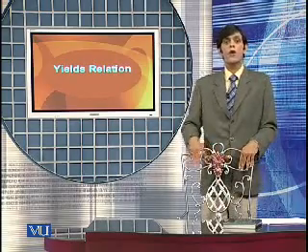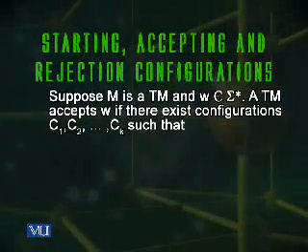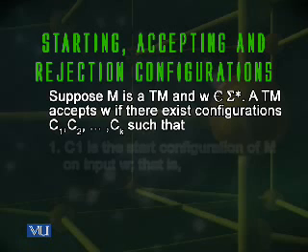Let us now define what is the language accepted by a Turing machine. Suppose M is a given Turing machine and W is an input over the input alphabet. So W is an element of sigma star, not gamma star. Gamma is the work alphabet. The input alphabet is sigma. So we take a string W over the input alphabet. We say that a Turing machine M accepts W if there exist configurations C1, C2 up to CK such that the following three conditions hold.